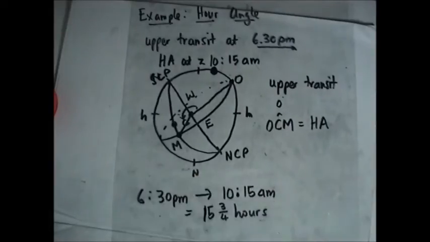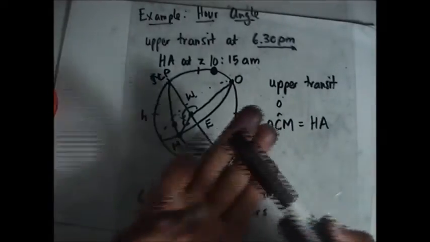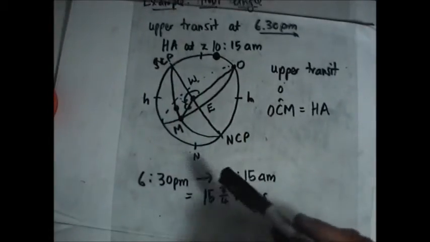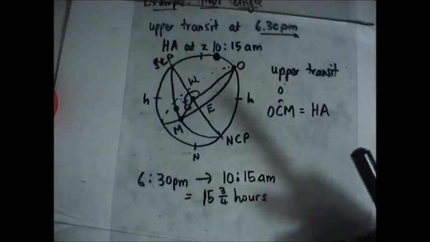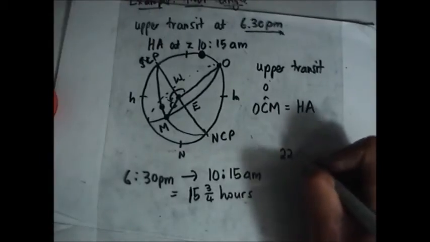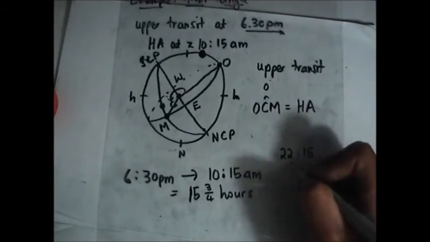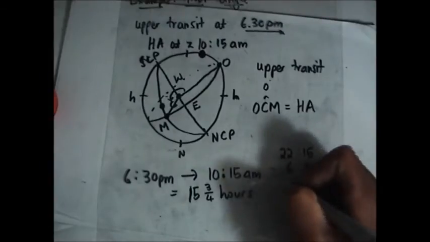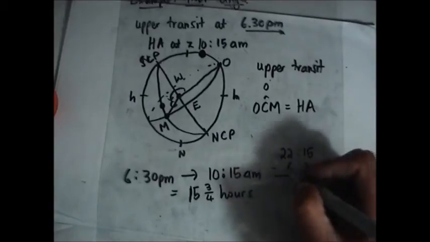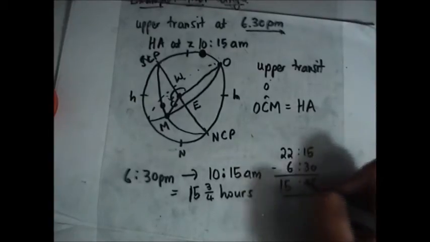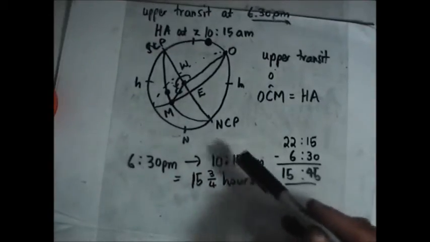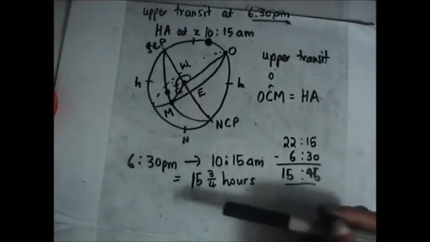This is easy for you to calculate. You can just count on your fingers from 6, 7, 8, 9, 10, 11, 12, 13, 14, 15, 16, 17, 18, 19, just to get to this 10. You can convert it to 22 if you want to make it easier, to say 22:15 minus 18:30. Here you get your nice 45 minutes, and here you get your nice 15 hours. So it is 15 hours 45 minutes from 6:30 p.m. to 10:15 a.m. the next day. You can calculate it whichever way you want.